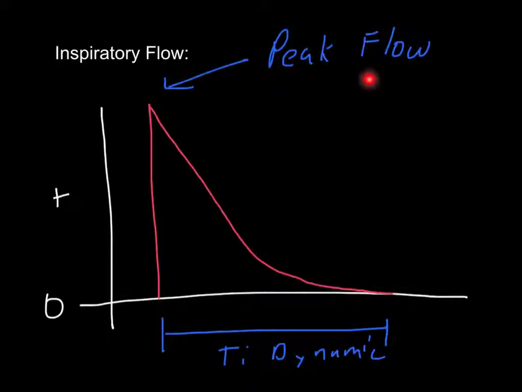Now the key elements here are this peak inspiratory flow, which is an important factor, and this time here, this TI dynamic. Now this is not the TI we established on the ventilator. This is the TI that it takes for the flow to initiate and then decline back down to 0.